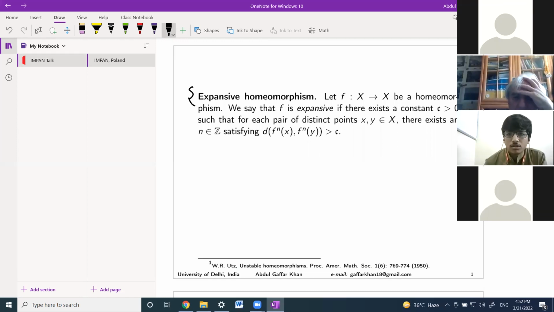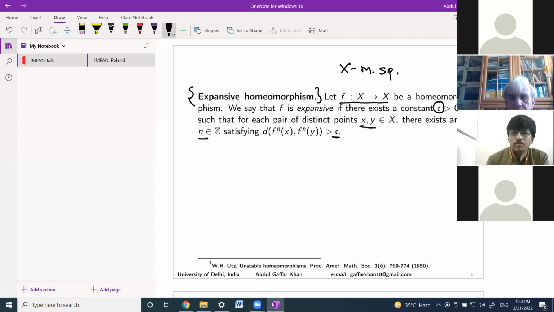This notion was introduced by Woods in 1950, which was published in Proceedings of the American Mathematical Society. Basically, a homeomorphism F from a metric space X to itself is said to be expansive if we can find a constant C so that a pair of distinct points can be made a constant distance apart, that constant is C, at some instant of integer time. Throughout the talk, we will assume that X is a metric space, and whenever we deal with a measure, we assume that the measure is a Borel probability measure.